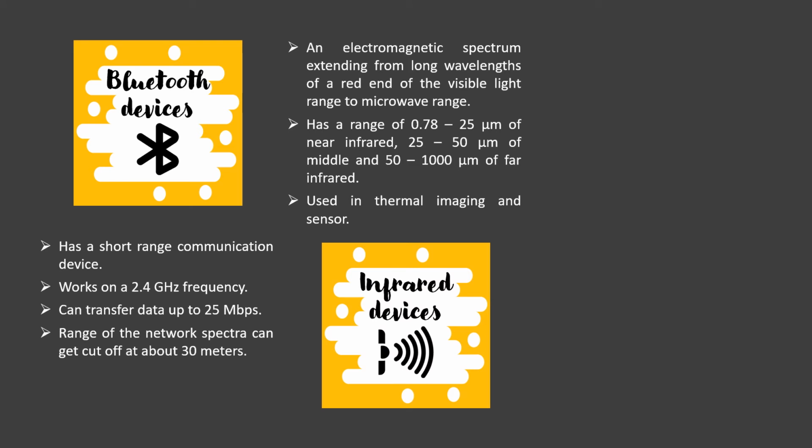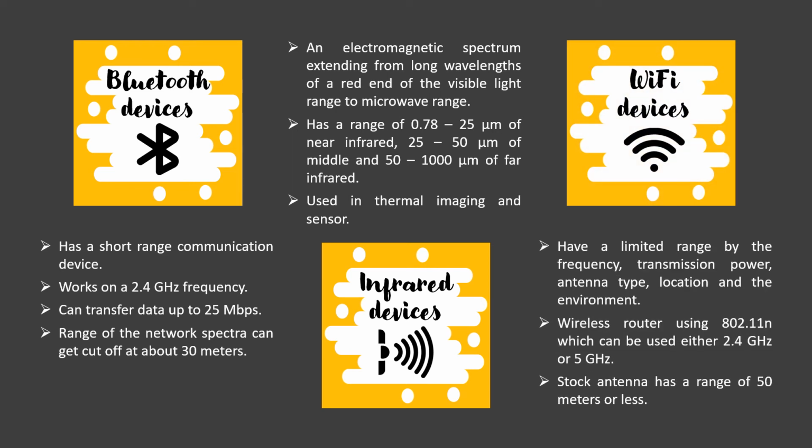Infrared is an electromagnetic spectrum extending from long wavelengths of the red end of the visible light range to the microwave range. It has a range of 0.78 to 25 micrometer of near infrared, 25 to 50 micrometer of middle infrared, and 50 to 1000 micrometer of far infrared. Mostly, people use this in thermal imaging and sensors.